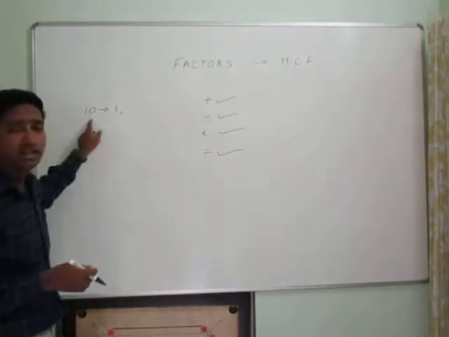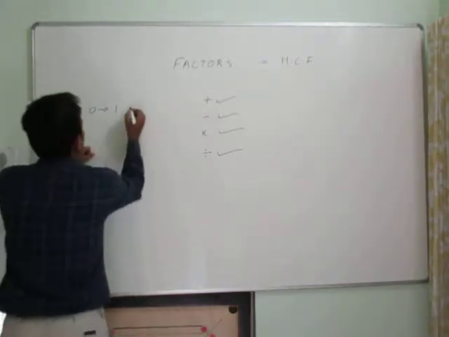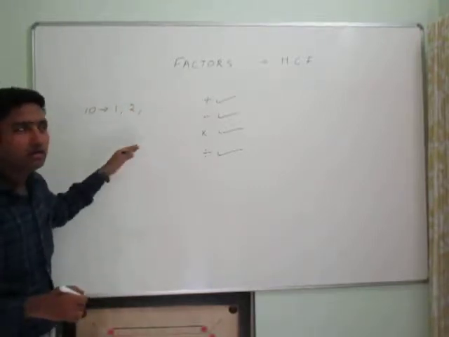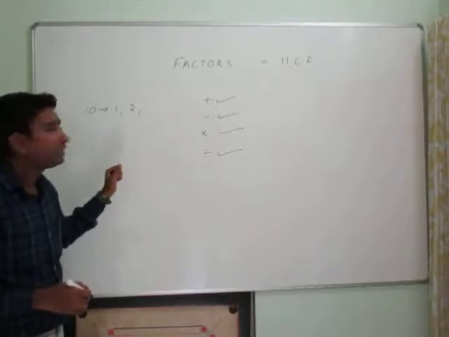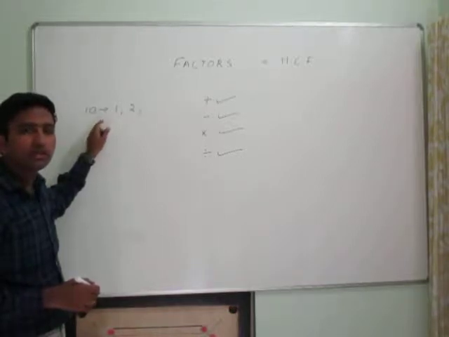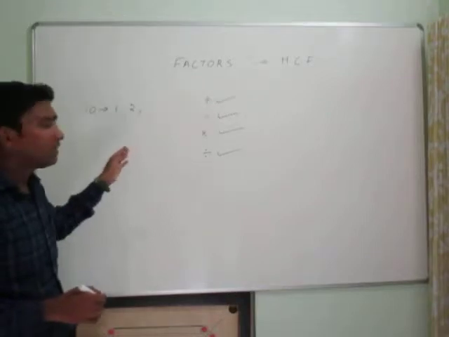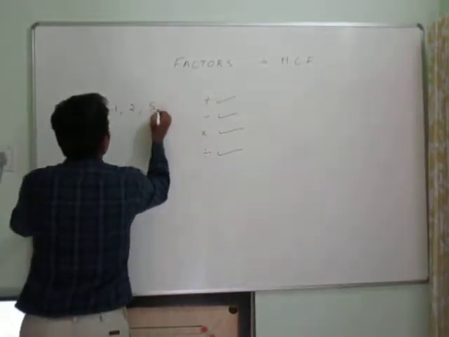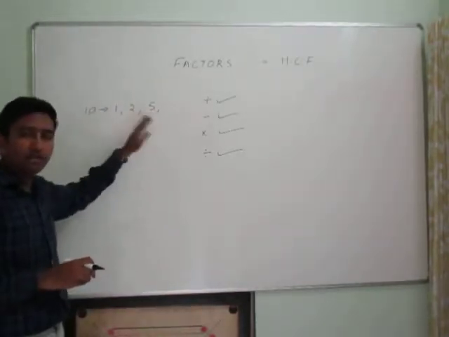10 is divisible by 1. Next, 10, is it divisible by 2? 2 5s are 10. Yes, it is divisible by 2. Next, is 10 divisible by 3? 3 1s are 3, 3 2s are 6, 3 3s are 9, 3 4s are 12. No, it's not. Then is it divisible by 4? 4 1s are 4, 4 2s are 8, 4 3s are 12, 4 4s are 16. No, it's not. 5 1s are 5, 5 2s are 10. Yes, 10 is divisible by 5. Last, now 5 is half of 10.